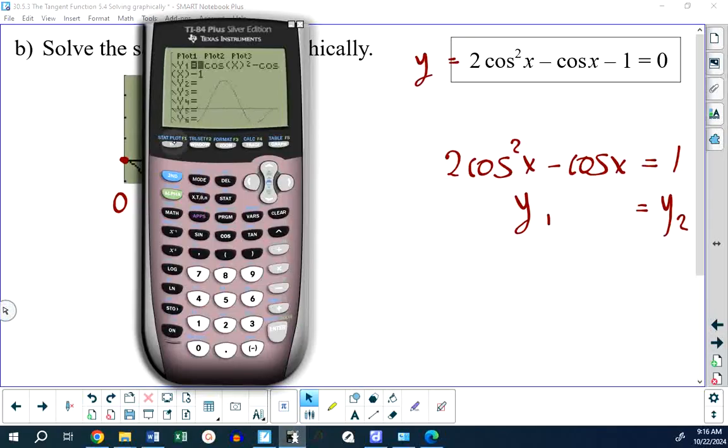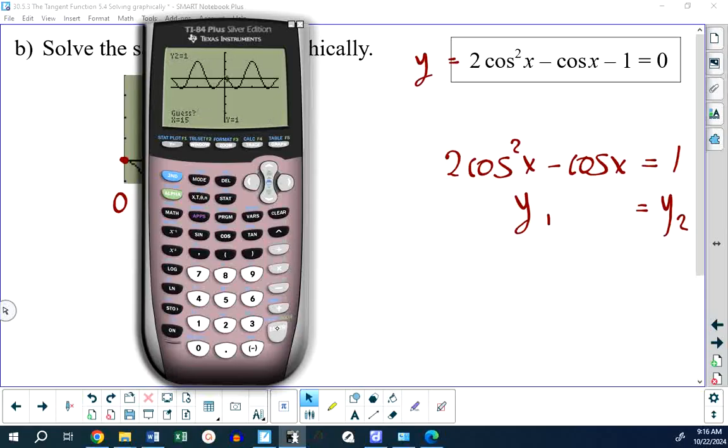So if I do that, and I'm going to go back to zoom trig. Okay. Zoom trig. So here is 2 cos squared x minus cos x. And here comes positive 1. If I want to find a point of intersection, I go to my calculate menu and choose intersect. And all I have to do is just go anywhere near an x-intercept, and then hit enter 3 times. I don't need to worry about whether I'm left or right.